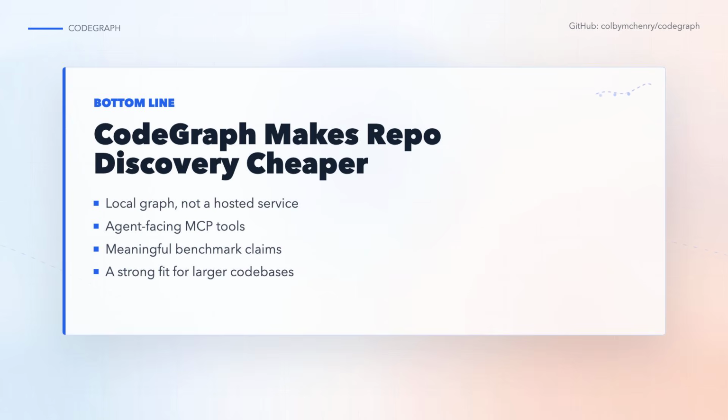Reasoning, tests, and code review still matter. The repo gives the agent a better map before those steps begin, and that is a practical advantage once the codebase is too large to rediscover on every task.